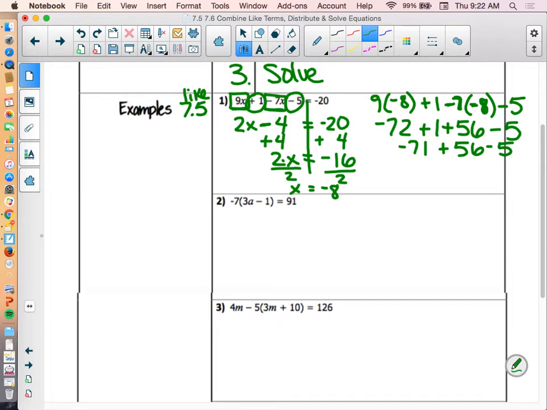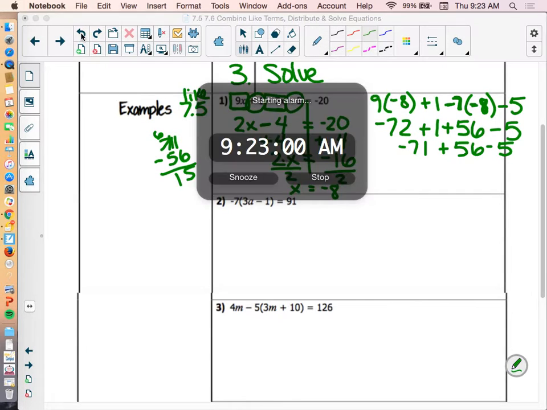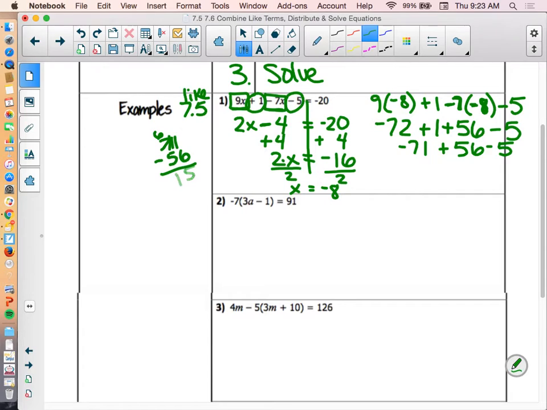is, let's see, 71 minus, again, calculator would be helpful. I just want to show you, you can also do it without a calculator. Okay, so 15. So that would be negative 15 minus 5, which is negative 20, which is what we wanted right here.